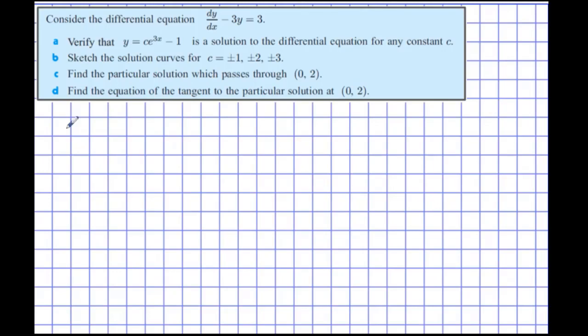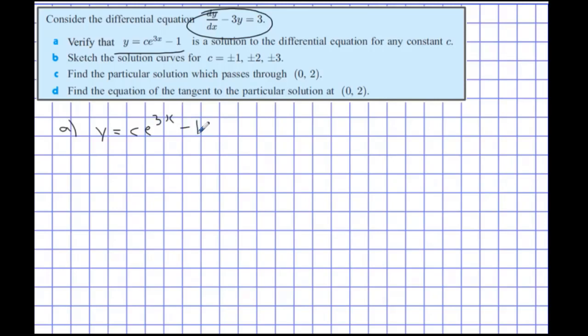So for part A, if we're verifying that a solution is correct, we can basically use it and go backwards. So just show that it works almost by substitution, really. Show that if y equals c e to the 3x minus 1, then dy/dx minus 3y does equal 3 when y equals that. So we'll start with the y. The y equals c e to the 3x minus 1.